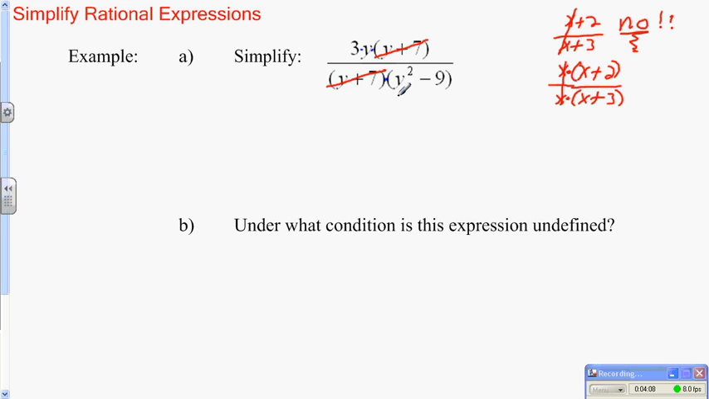Now this question leaves you with 3y over y squared minus 9. Now this can be factored, and there's a reason for it. We have 3y over, and this is a difference of 2 squares. So y plus 3, y minus 3. And why do we do that? Well, because in B, they're asking us under what condition is this expression undefined? Meaning you have a 0 in the denominator.